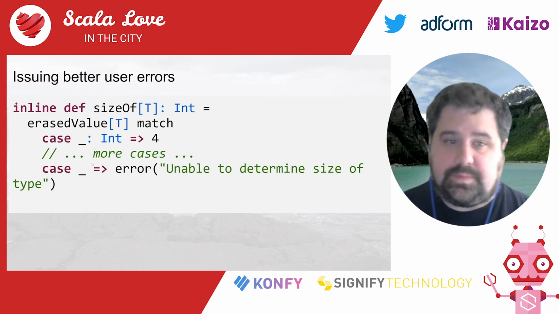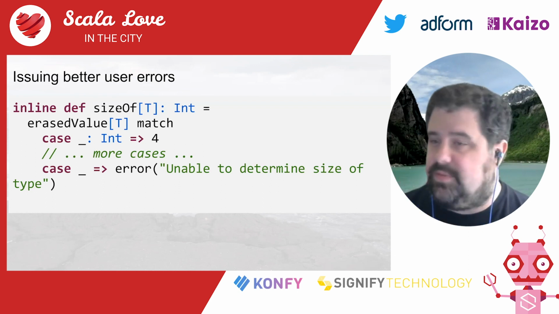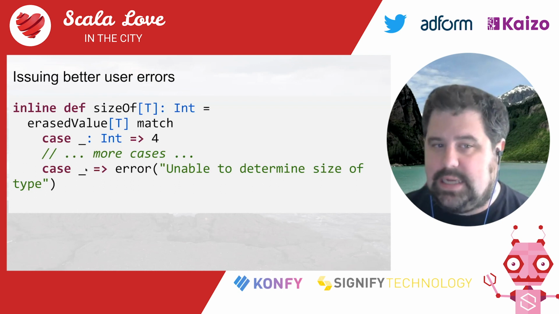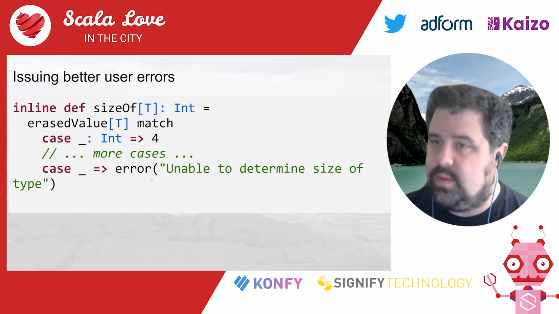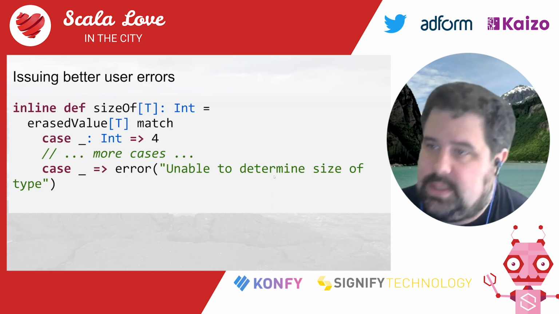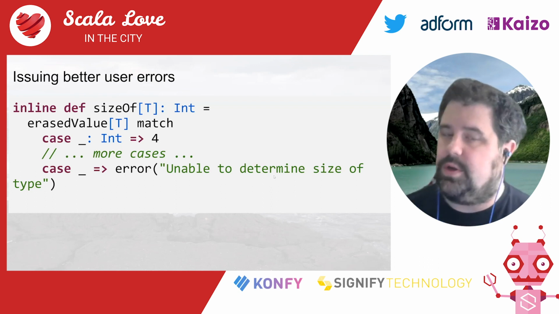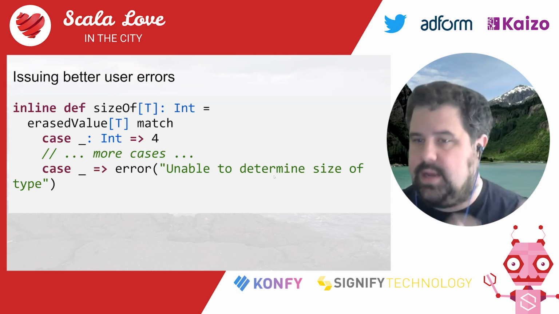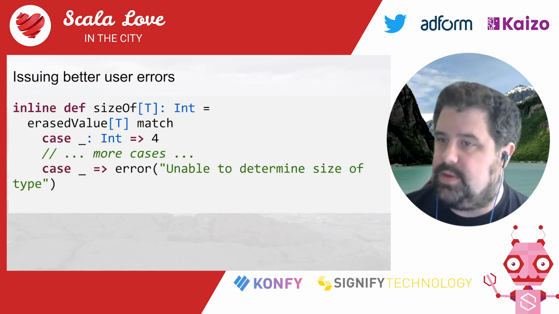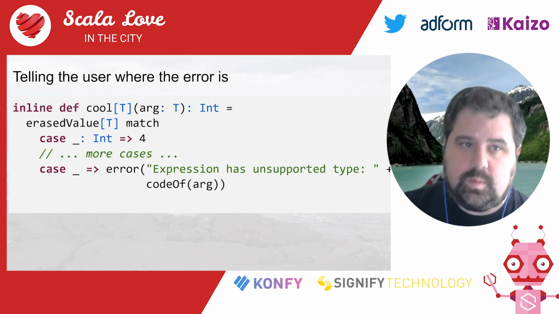In any case, here we can define that sizeOf method we had, and if we get any type that we don't recognize, we just say unable to determine the size of it, and that's kind of cool. So they're going to see they called sizeOf some type, and we'll say we were unable to determine the size of it. Beautiful error message.